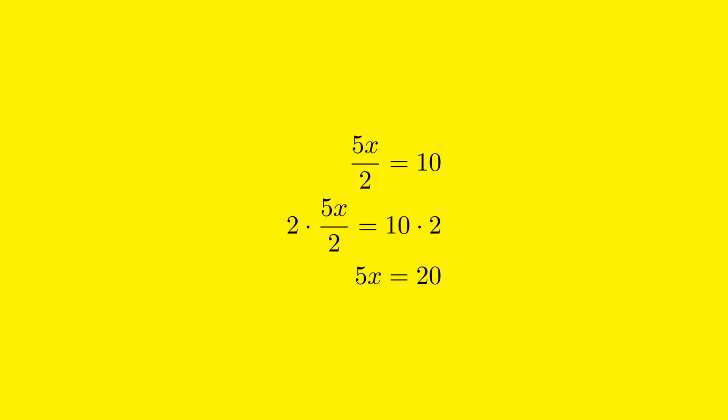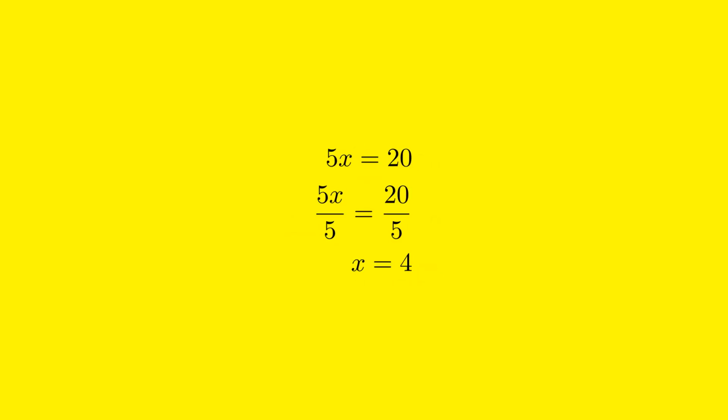On the left side of the equation, multiplying 5x divided by 2 by 2 results in just 5x. This is because dividing by 2 and then multiplying by 2 cancels each other out, leaving us with only 5x. On the right side of the equation, multiplying 10 by 2 gives us 20. So the equation simplifies from 5x divided by 2 equals 10 to 5x equals 20.